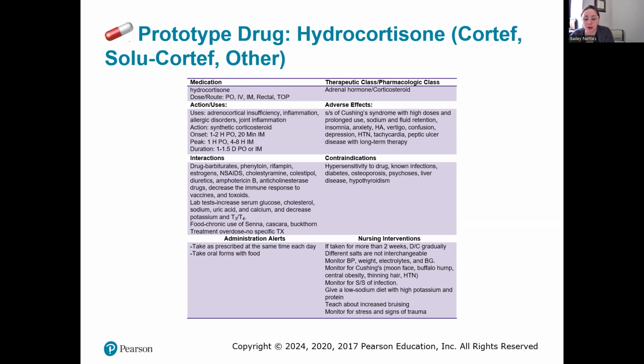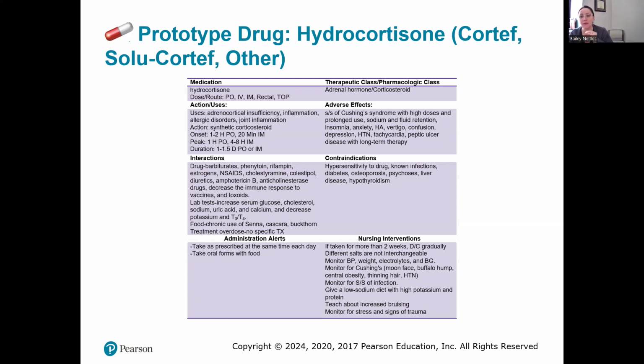Monitor their blood pressure, monitor their weight, monitor their electrolytes and their blood sugar. Monitor for Cushing's, and these are some of the symptoms: the moon face, the buffalo hump, central obesity, thinning hair, high blood pressure. Monitor for signs and symptoms of infection, and make sure your patient knows this can sometimes mask the signs and symptoms of infection, right?